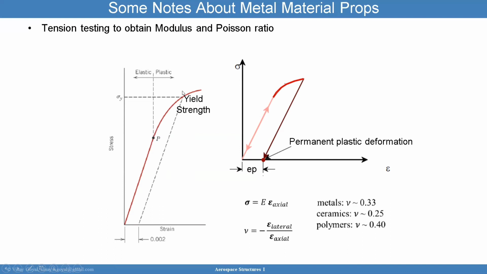So engineering applications, typically you will see that. And then as you go further through the stress strain curve and you were to unload, you may have some amount of permanent deformation. The Poisson ratio for metals, ceramics, and polymers can vary anywhere between 0.25 and 0.4 and can be measured quite quickly. So hopefully that's clear to you.